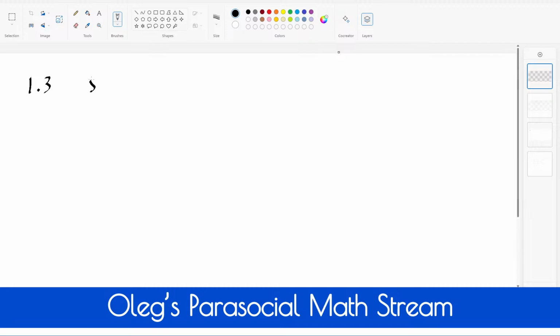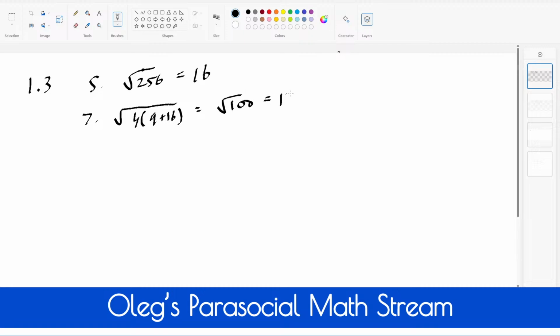Now, we're going to start doing some fun stuff. What is the square root of 256? All right, so that's 16. All right, 7. What is root 4 times 9 plus 16? Okay, so that's going to be root 100, which is equal to 10. So real quick, you have 9 plus 16 is 25, times 4 is 100, which the square root of 100 is 10.